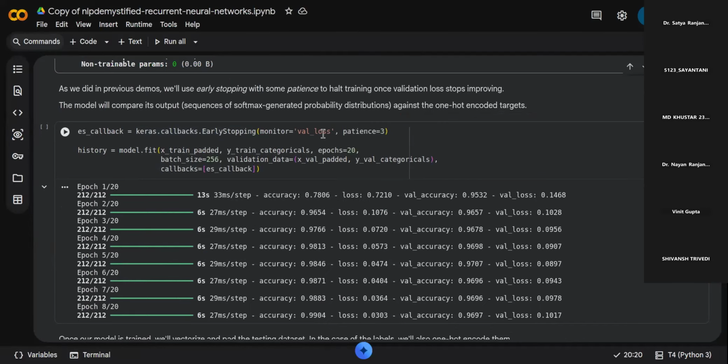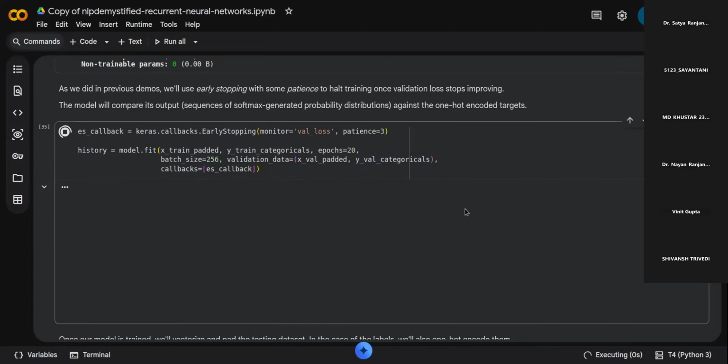It monitors validation loss, patience equal to 3. That means up to 3 epochs it will check whether it is increasing or not. If for 3 continuous epochs the validation loss is increasing, not decreasing, it will stop. Okay, so that callback I have created, and for training we call model.fit. X train and Y train are passed, epochs is 20. Here batch size is 256. I mean, at a time 256 data will be loaded in the memory. Validation data is passed to calculate the validation loss and accuracy.